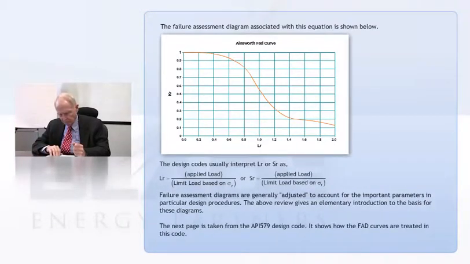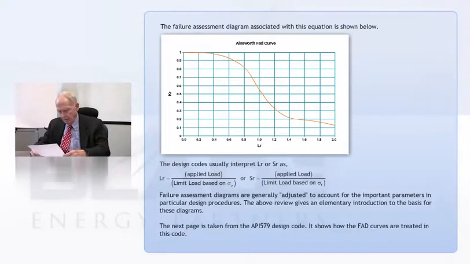For this L sub R, different codes, there's more than one outfit. API is in this game too. The number of their code is 579. So sometimes this LR is used as the abscissa and sometimes SR, and that's a matter of whether or not you're using the yield point or this so-called flow stress, which doesn't mean anything except it's the average of the ultimate and the yield.